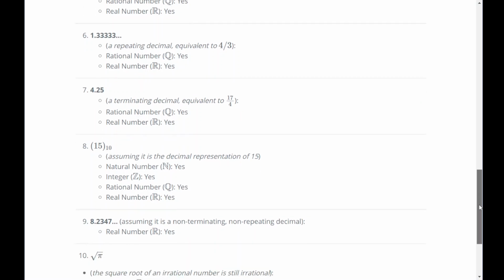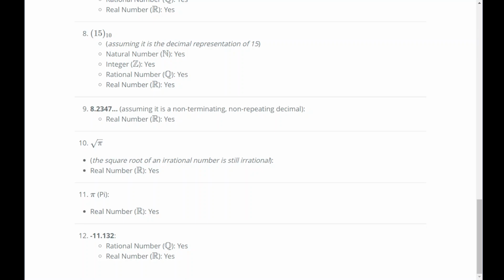Now, so here's the last bunch here. 8.2347, and we're going to assume that's a non-terminating, non-repeating decimal. Okay, there are such things as repeating decimals which can be expressed as fractions of two integers. So you just have to watch out for that. I'm not going to deal with it in this exercise because it's a little bit complicated. So that's a real number, and it's not a rational number. We are assuming that this could not be represented as a fraction of one integer divided by another integer. So it is just going to be a real number.